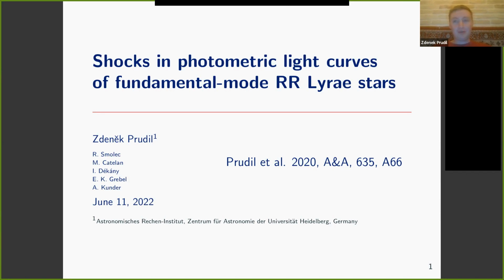Today, I'm going to talk about a project that was inspired by the work of George Preston, shocks in photometric light curves of fundamental mode RRL stars. This project is actually a pre-corona project. We already finished the work and published it in 2020. In this project, I worked with Radek Smolec, with Marcio Catalan, who is hopefully in the room, with Istvan Dekani, with my former PhD supervisor, Eva Grebel, and with Andrea Kunder.